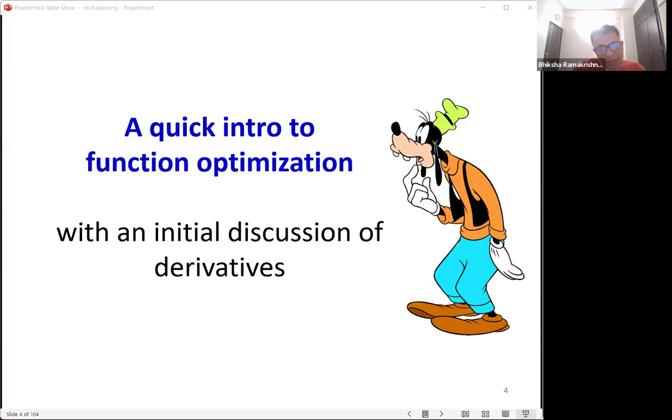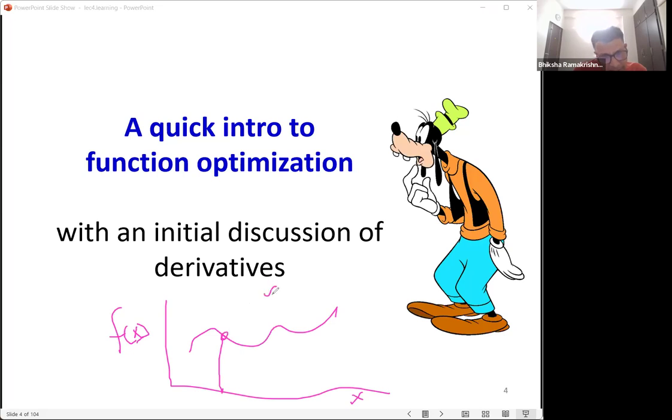Now, suppose I were to have a function of this kind. This is x, this is f of x. And at any location, this function has a derivative. So let me call this derivative alpha.